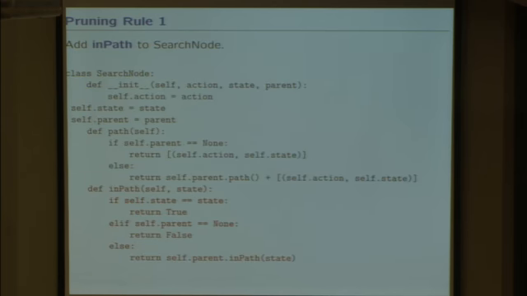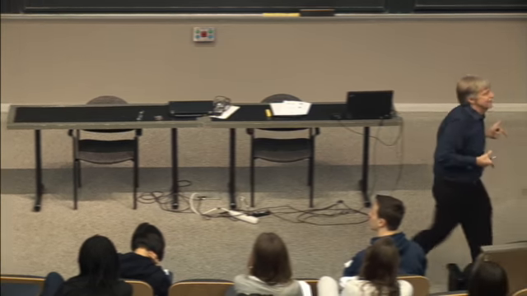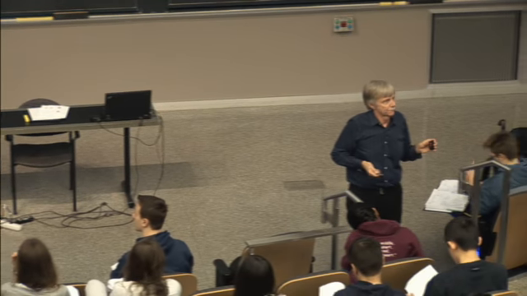So that means I have to write inPath. InPath is easy. It's especially easy if we use recursion. So inPath says, if my state is state, then return true. I'm in the path. If that's not true, and I don't have a parent, then that means I'm the start state. That means it wasn't in the path. And if neither of those is true, ask the same question of my parent. So that makes it recursive, right?